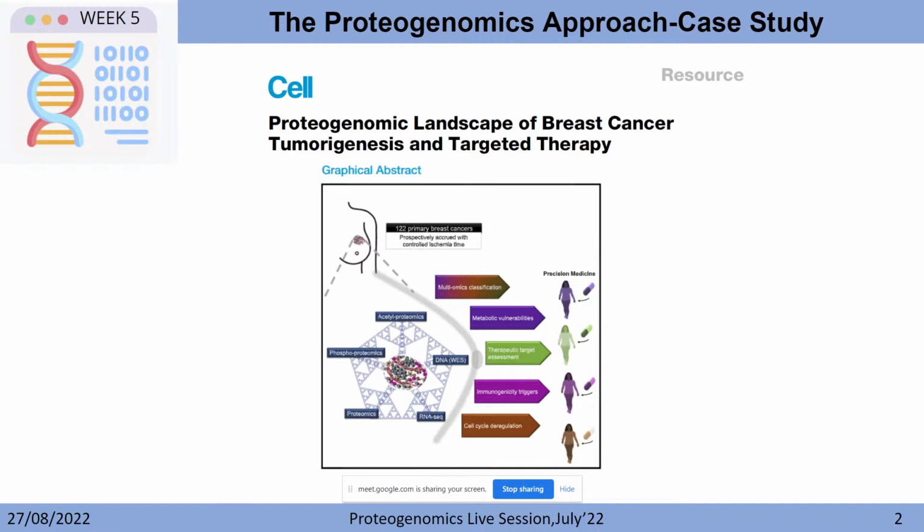So it can be seen that they have performed acetylation and phosphorylation, that is the post-translational modification of the proteomics, as well as the whole exome sequence, RNA-seq and the proteomics, and they could classify and then identify some therapeutic targets. So what is this classification? If you all have gone through the different videos of this week, you know that the classification as well as the clustering plays a major important role.